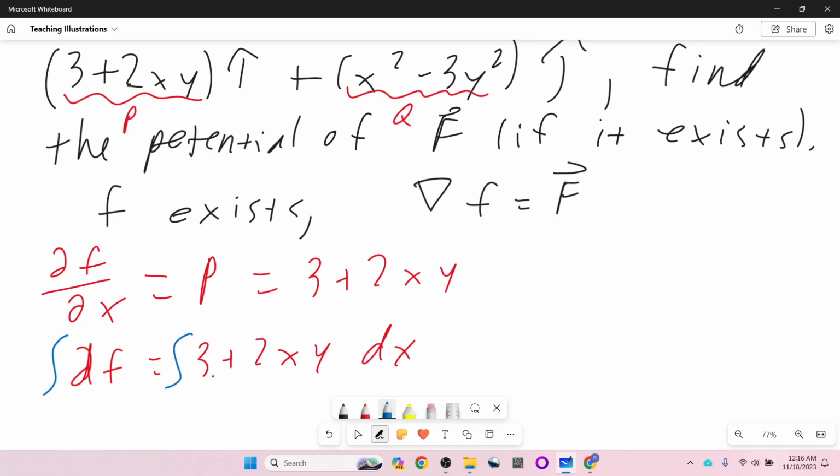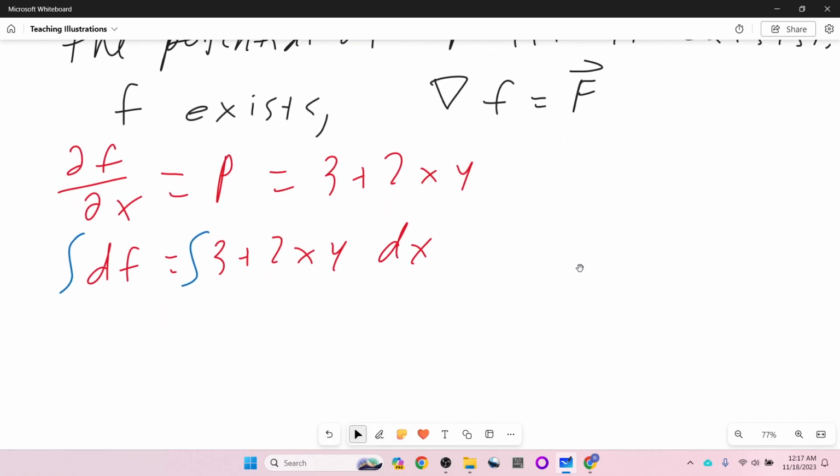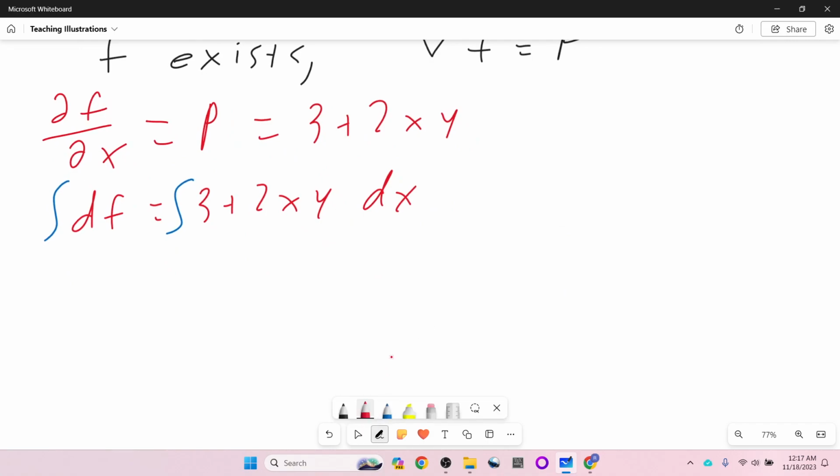Now we integrate both sides, and again, I'm not all that picky about whether you use the partial d or the regular d. I don't care that much. Some people get really picky about it. I don't think it makes that much difference. So f is equal to the integral here, 3x plus x squared y plus constant.